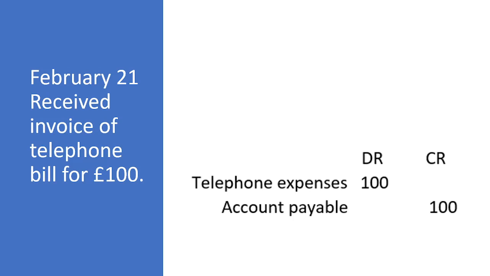February 21. Received invoice of telephone bill for £100. All right. So obviously it's an expense. It's a telephone expense. So we'll debit telephone expenses, and we are going to credit accounts payable. Right? It's pretty self-explanatory. It's not that hard. Just read the question and what you get and what you take out. What you get is a debit and the other one is a credit. Yeah, pretty straightforward. Next one.